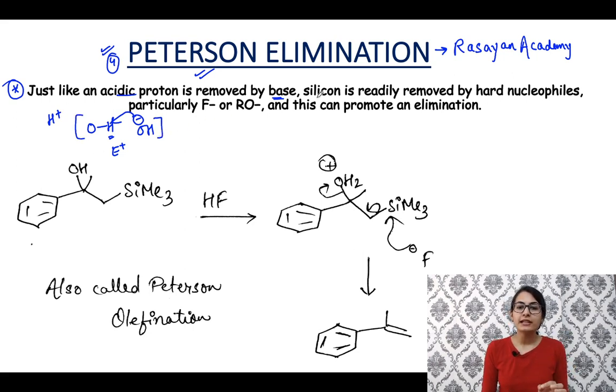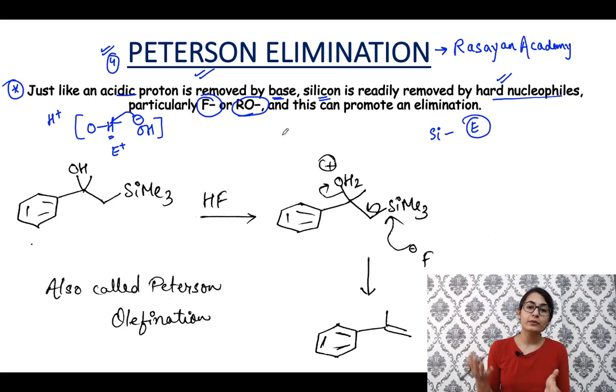Similarly, silicon is readily removed by hard nucleophiles. Hard nucleophiles, like either it has to be fluoride F minus or it has to be alkoxide, or OH minus can also work over here. So silicon is going to work as an electrophile, and it's going to be attacked by hard nucleophiles, which are going to be fluoride F minus and RO minus. I hope that you are clear with the hard and soft nucleophiles, and this can promote an elimination.